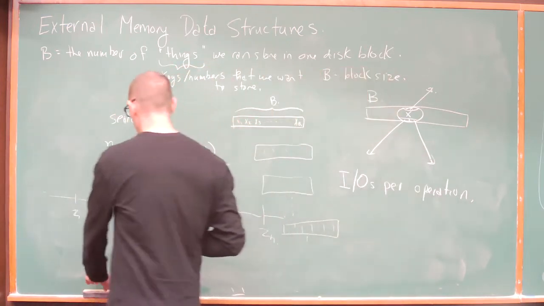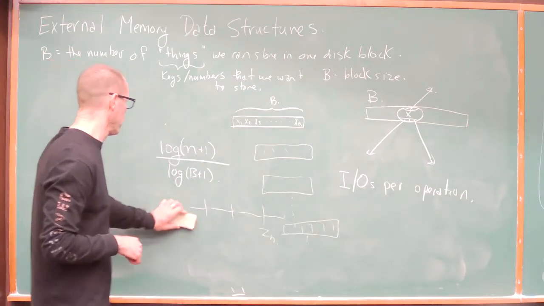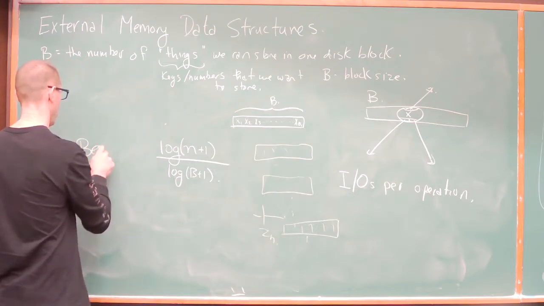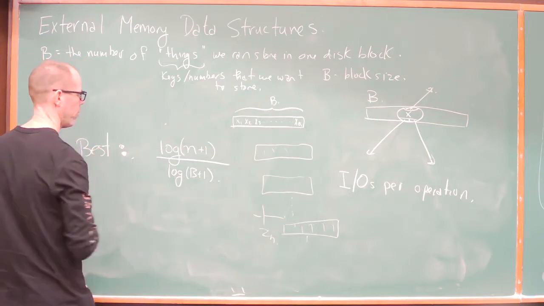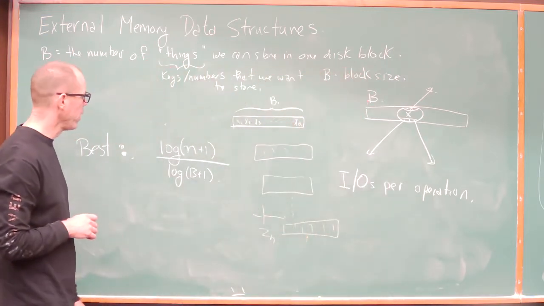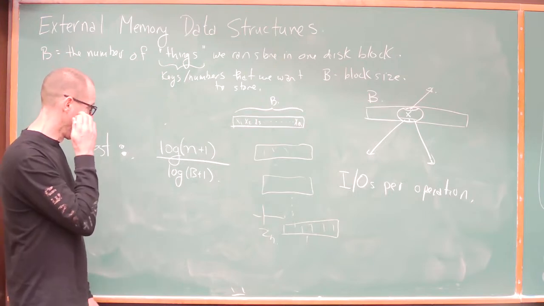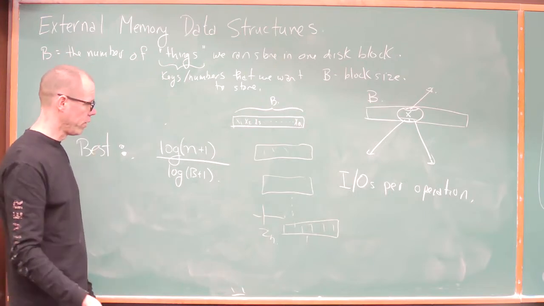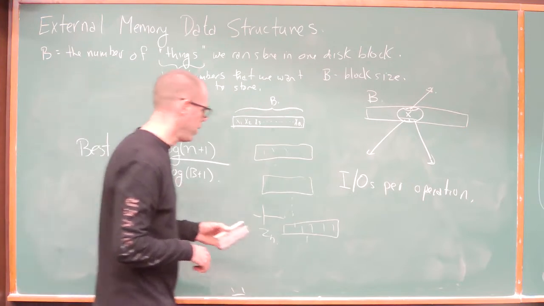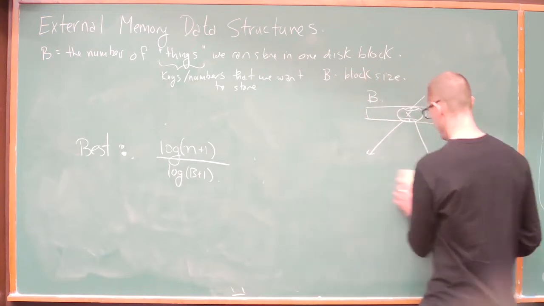All right, so the best we could hope for is this. And that's true just for the search operation. I don't care about adding and removing. Even if all I want to do is store n numbers so that I can search for a particular number, we're going to need at least this many input-output operations.